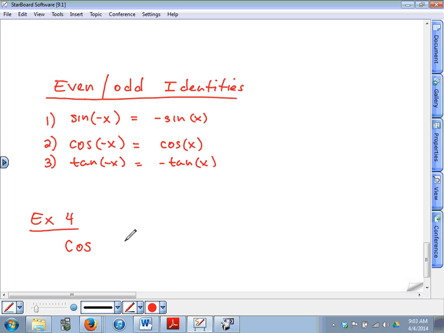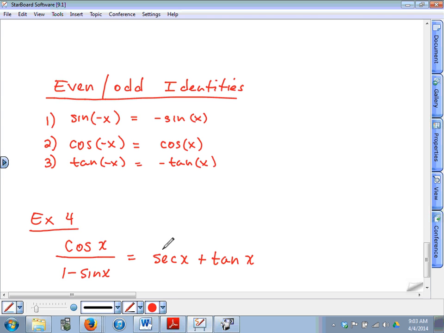So, verify the identity. Cosine of x over 1 minus sine of x is equal to the secant of x plus tangent of x. There are certain types. I feel like it makes sense already.